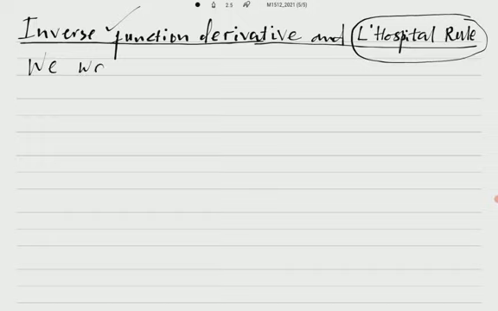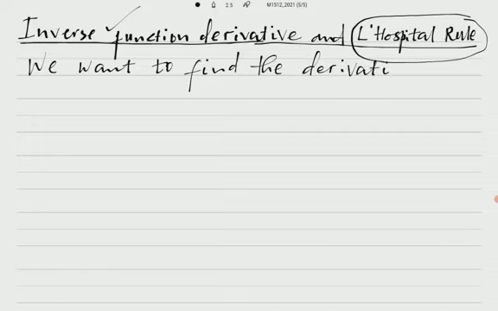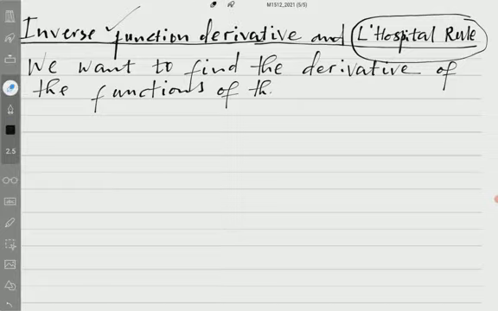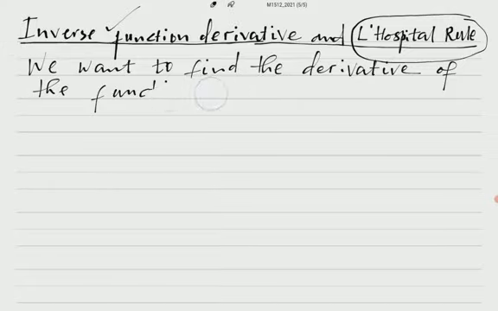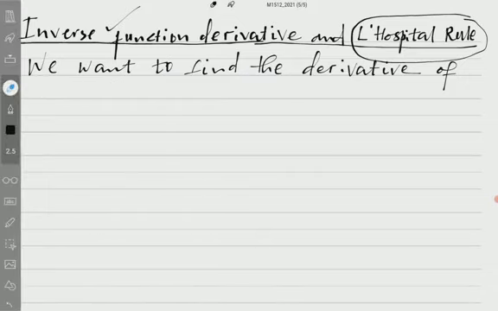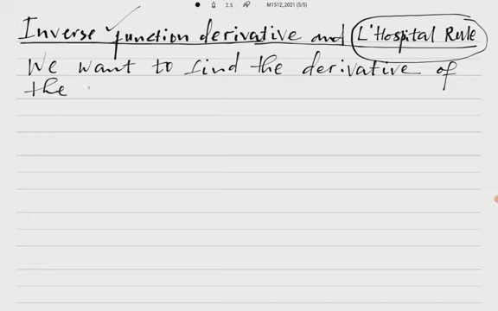We want to find the derivative of functions of the form, so now we can even see, of the inverse functions.